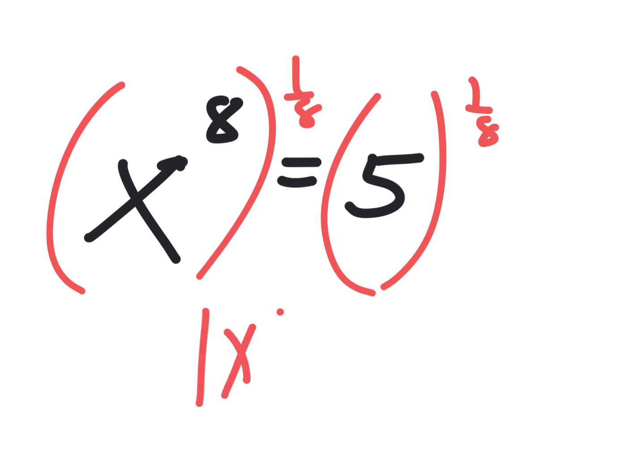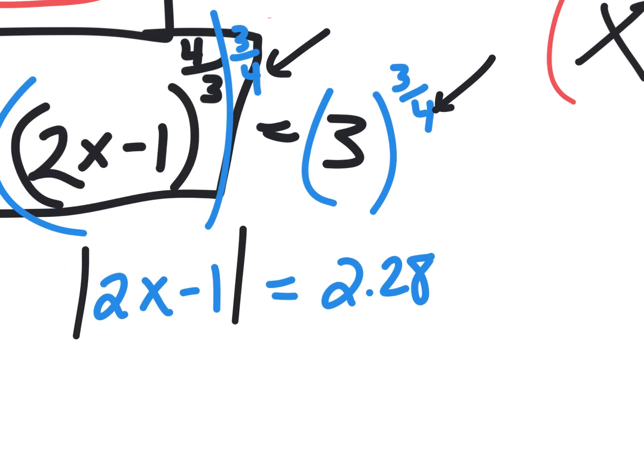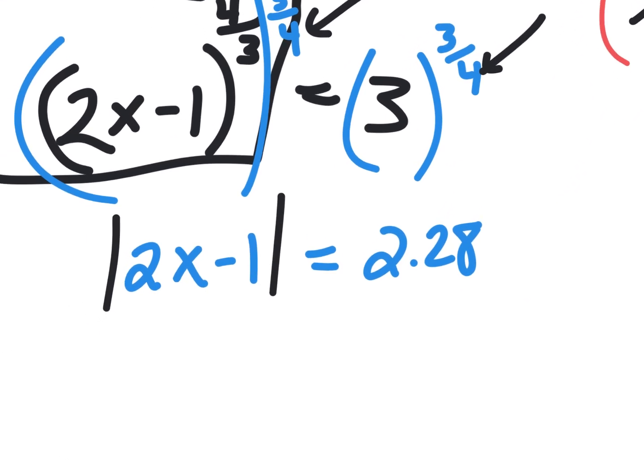So the answer is absolute value of x. And then this is some weird decimal. And then I get two answers because you get a positive and a negative answer. Okay, back to our problem. I bet a ton of you would have forgot that.